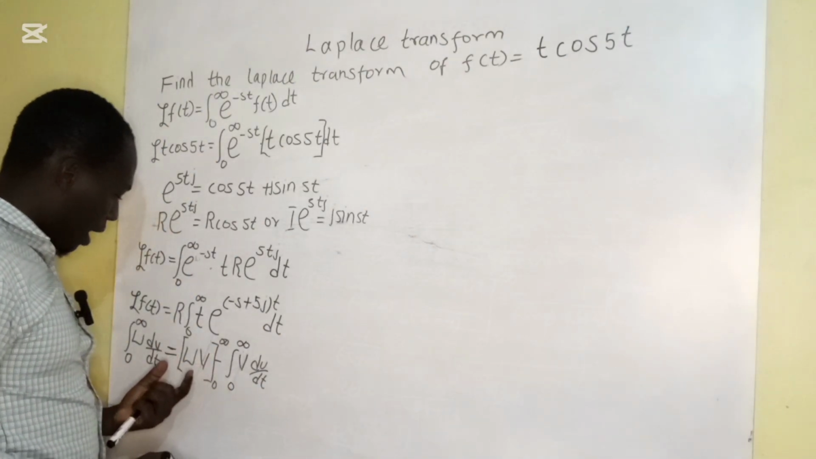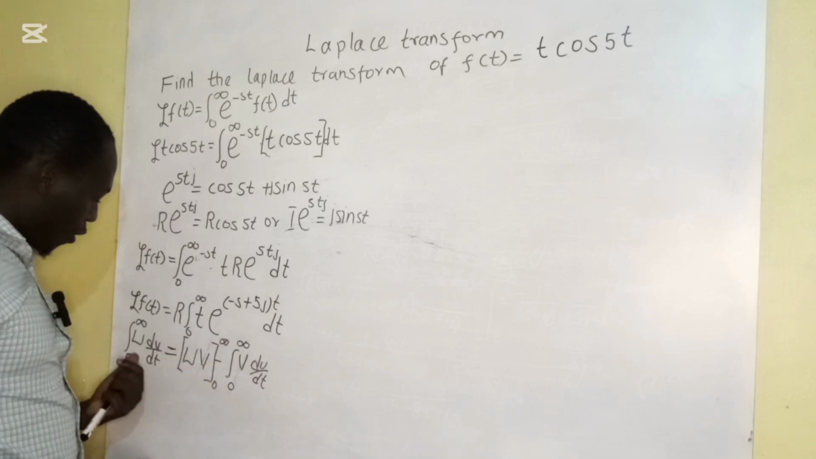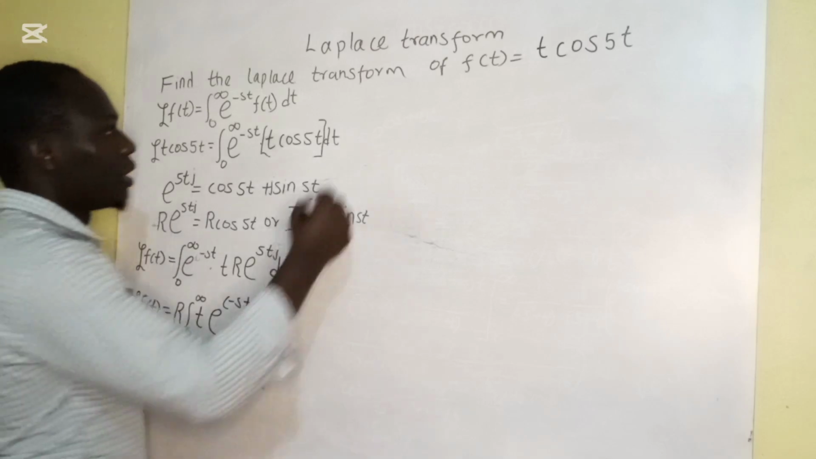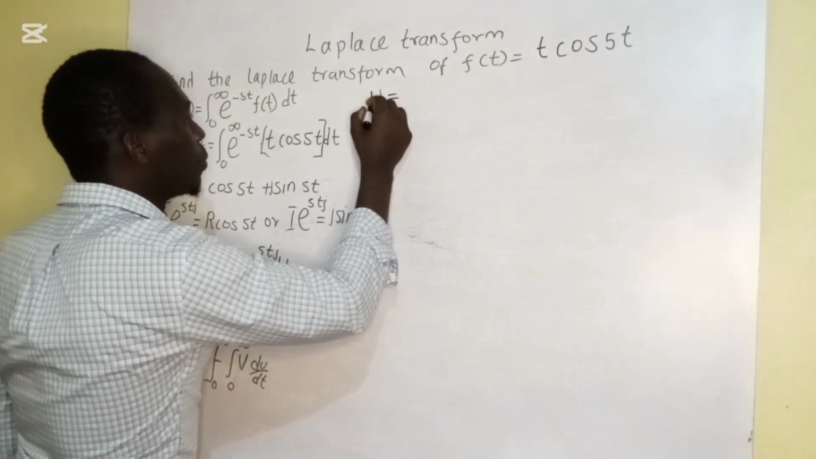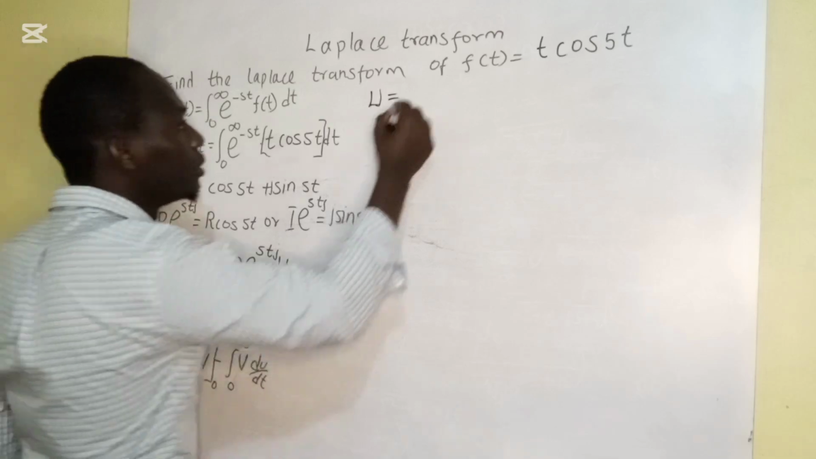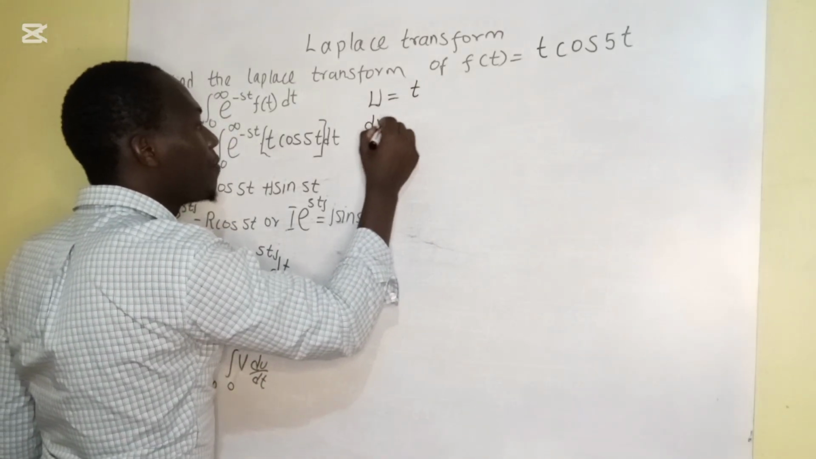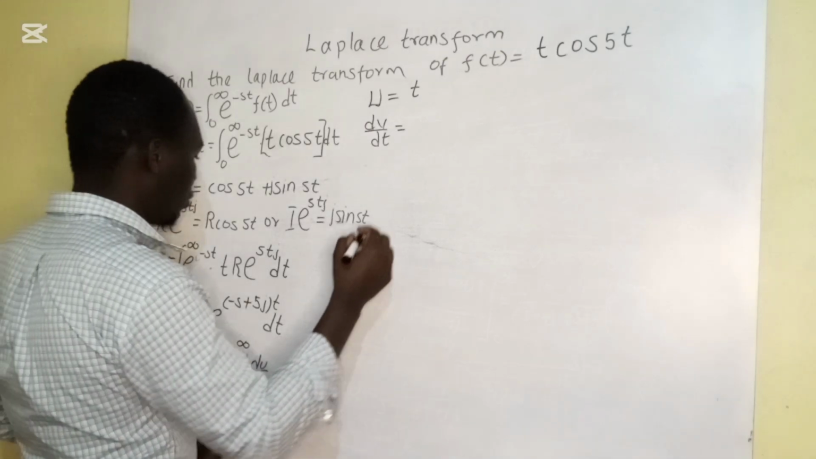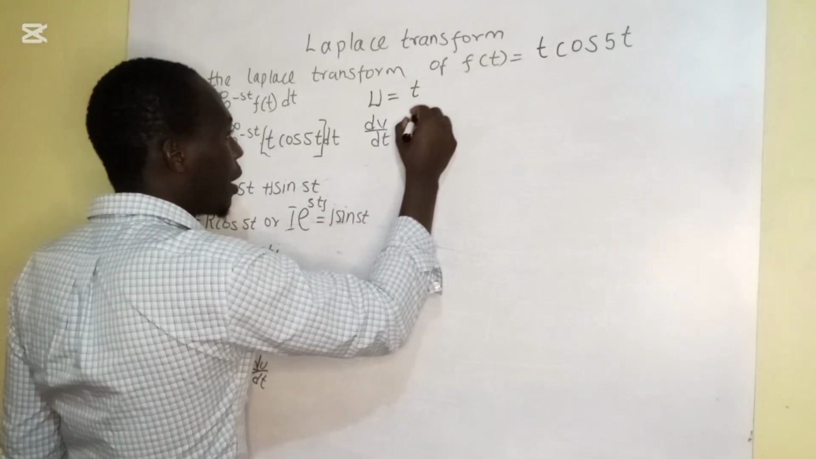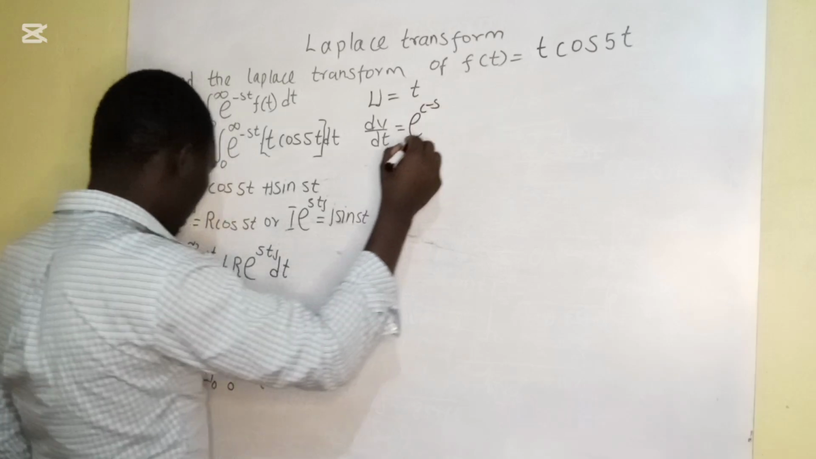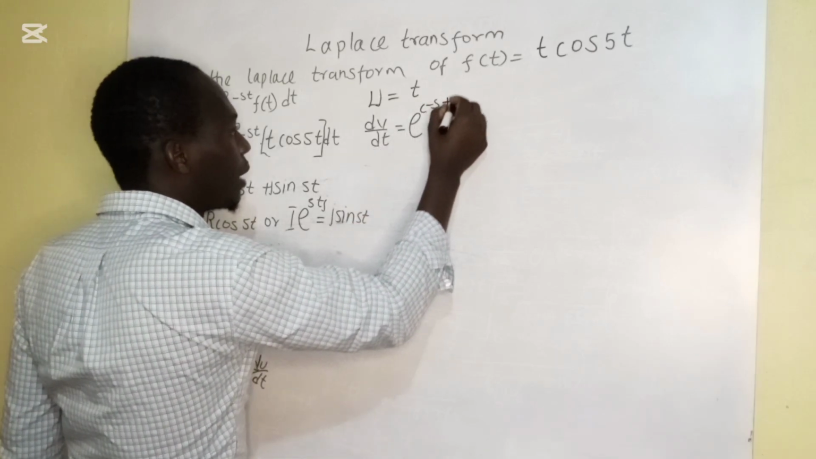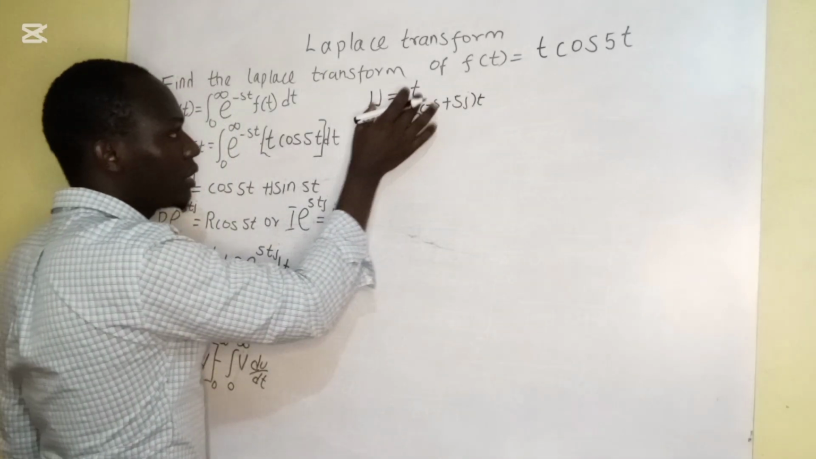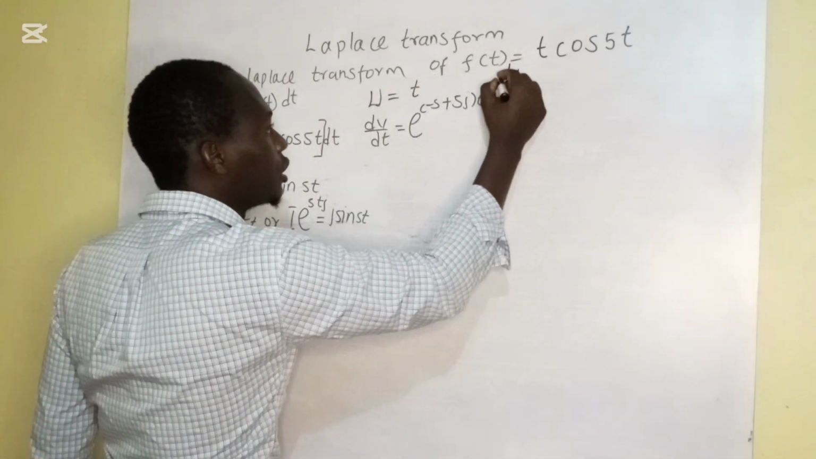Let us now have our term of u and our term of dv with respect to dt. Our u is going to be equals to t. Our dv with respect to dt is going to be equals to exponential negative s, we add to 5j, t. To our term of u, we are going to do our differentiation.